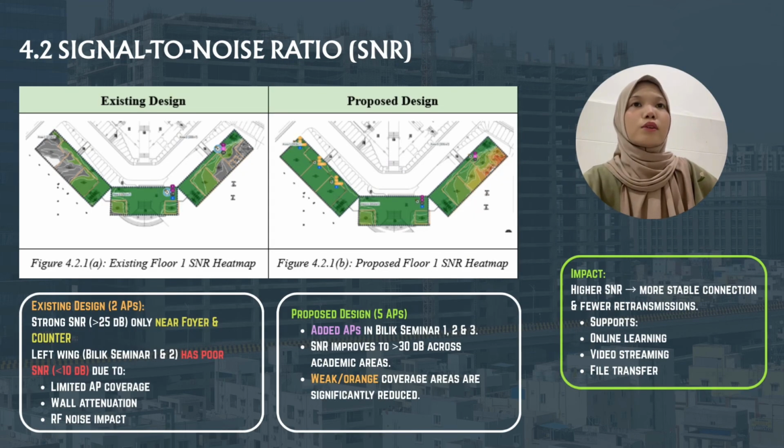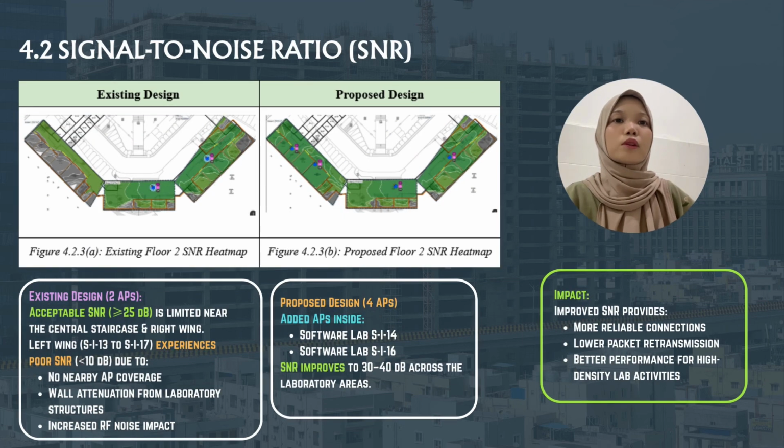Next, we go to signal to noise ratio (SNR). Existing design, 2 APs, strong SNR only near foyer and counter, and left wing, bilik seminar 1 and 2 has poor SNR due to limited AP coverage, wall attenuation, and RF noise impact. Proposed design, 3 APs added in bilik seminar 1, 2 and 3. SNR improved to more than 30 dB across academic area, and weak or orange coverage area are significantly reduced. The impact, higher signal to noise ratio means more stable connection and fewer retransmissions, and that can support online learning, video streaming, and file transfer.